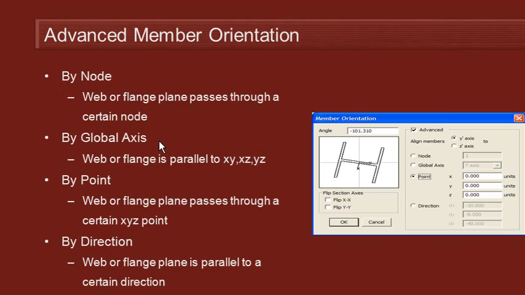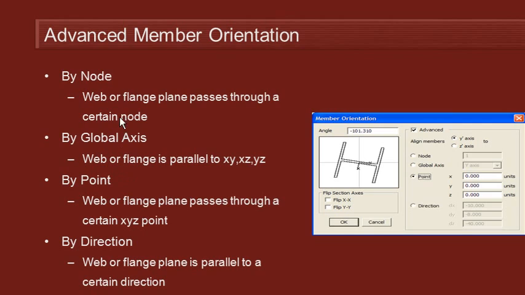We can also specify the orientation so that those planes are aligned to the global axes. This is useful in the case where the member itself is inclined and it saves us having to work out the angle to adjust the orientation to be aligned with the global planes.